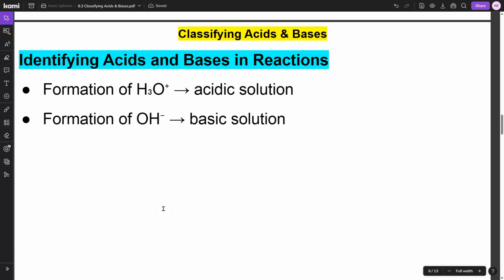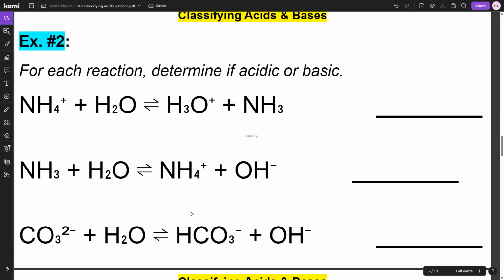Now, in a solution, if you generate H3O+, that will make it an acidic solution. If OH- is a product, it will be a basic solution. So here are three examples. In the first example, we're kicking out H3O+, that makes this an acid. In our second example, we're kicking out OH-, that would make that a base. Now, look at the third example. We're kicking out an OH-, so that would make it a base.